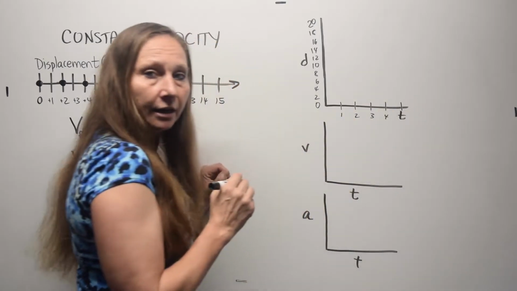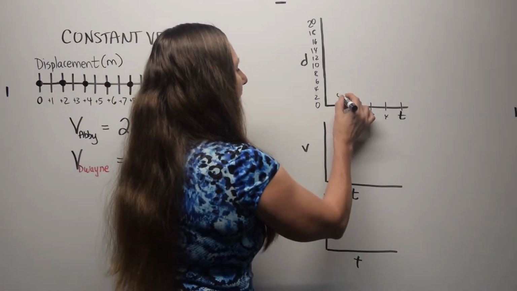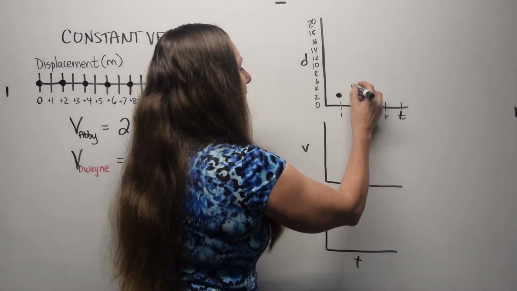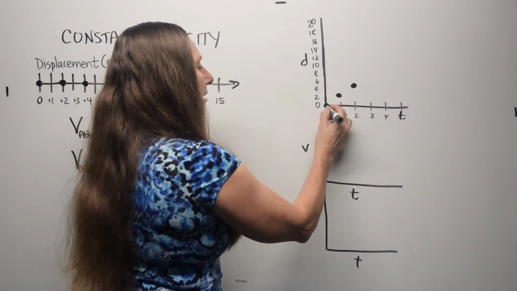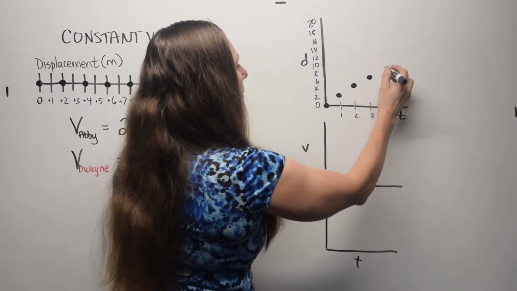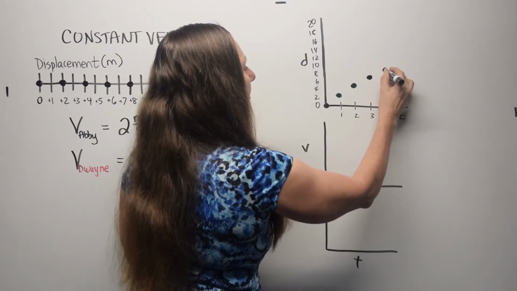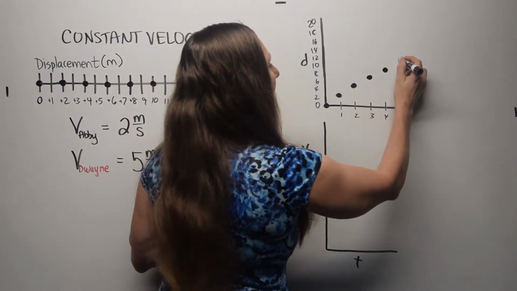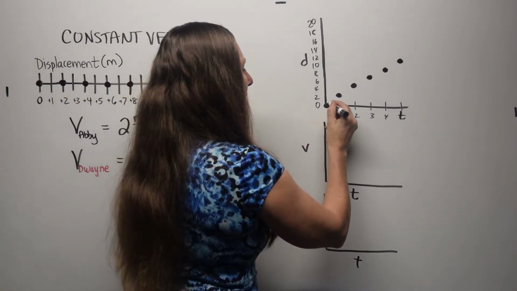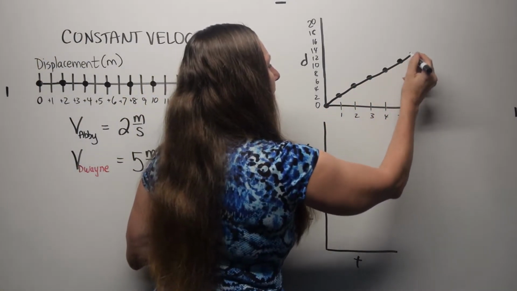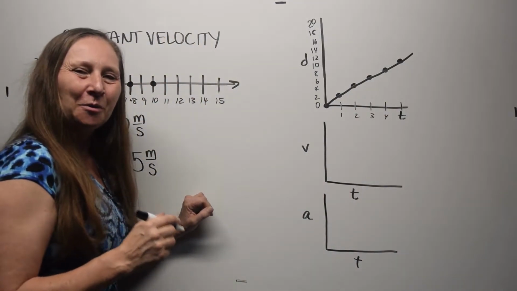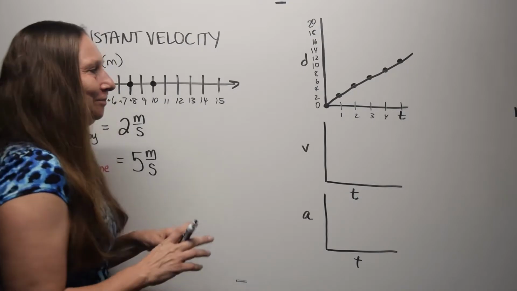So after 1 second, Abby is at 2. After 2 seconds, Abby is at 4. After 3 seconds, Abby is at 6. After 4 seconds, Abby is at 8. After 5 seconds, Abby is at 10. All right, so this is the graph of Abby's motion. It should be straight. Sorry I didn't do a better job. It should be straight. Okay?